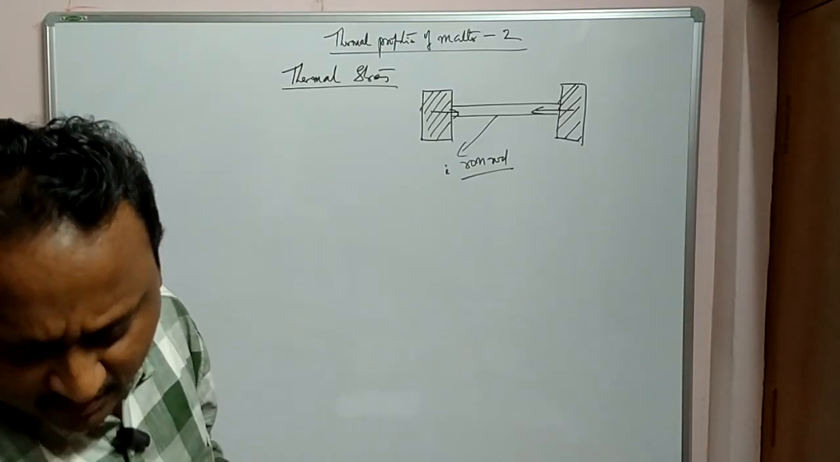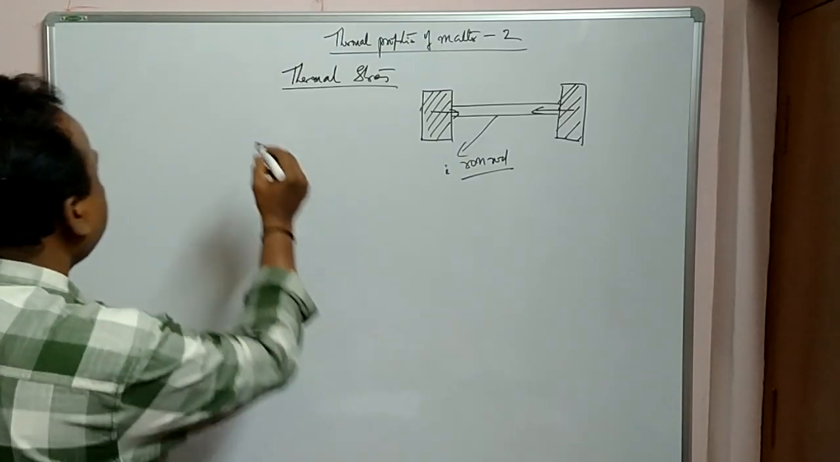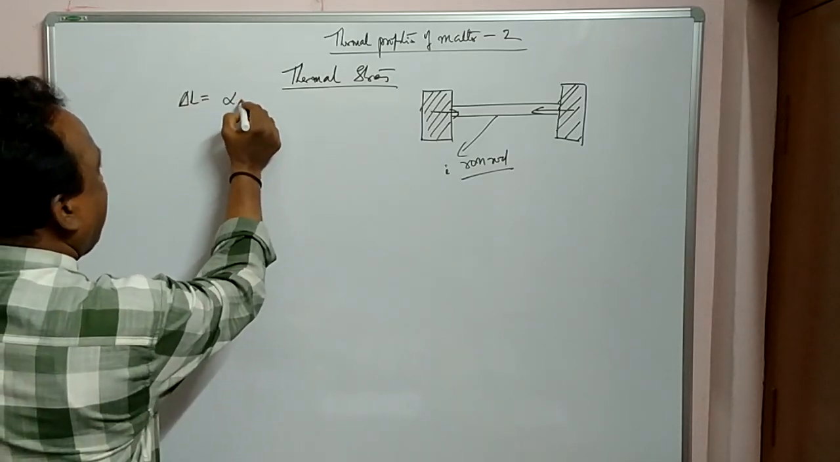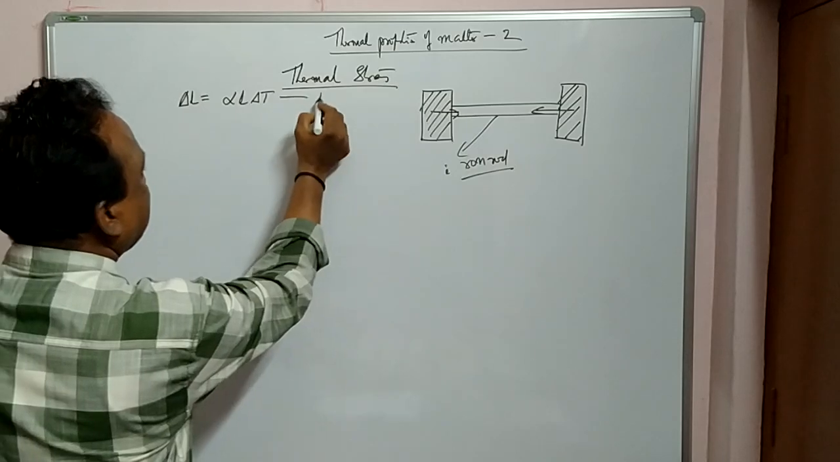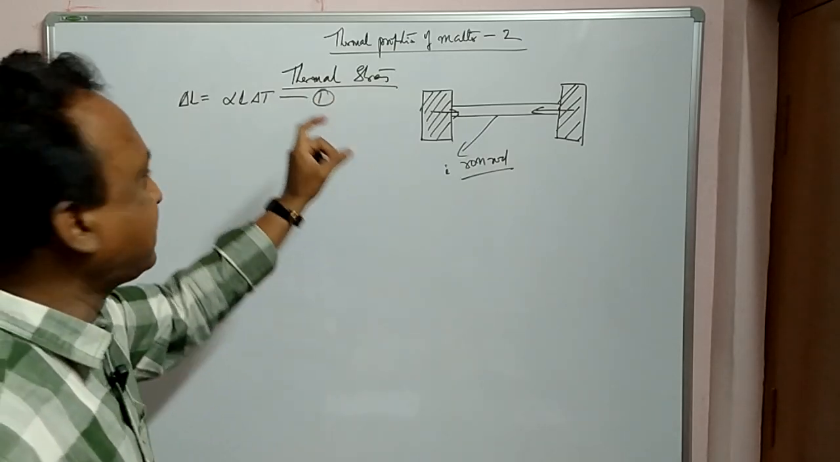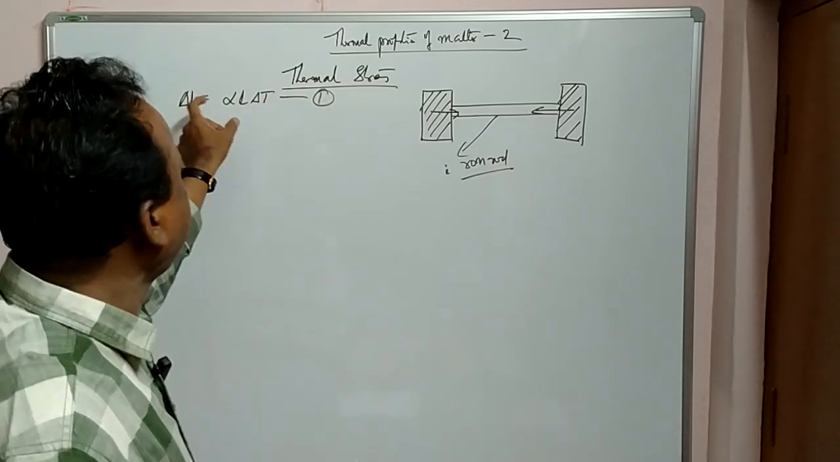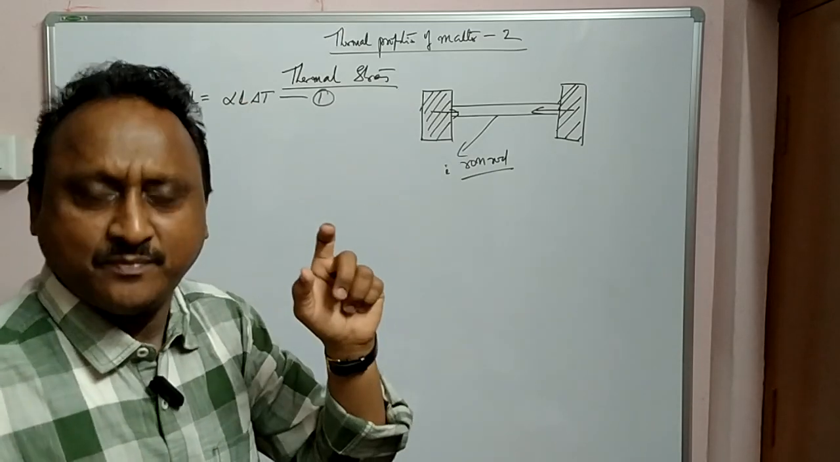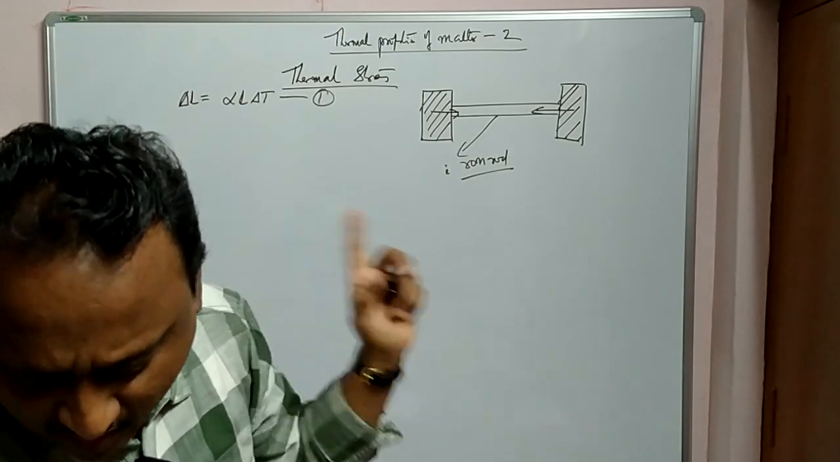So we already know change in length delta L is equal to alpha L delta T. In the before part 1 we already discussed change in length in linear expansion. Alpha is the coefficient of linear expansion, L is the original length, and delta T is the temperature difference. So this is the formula here.